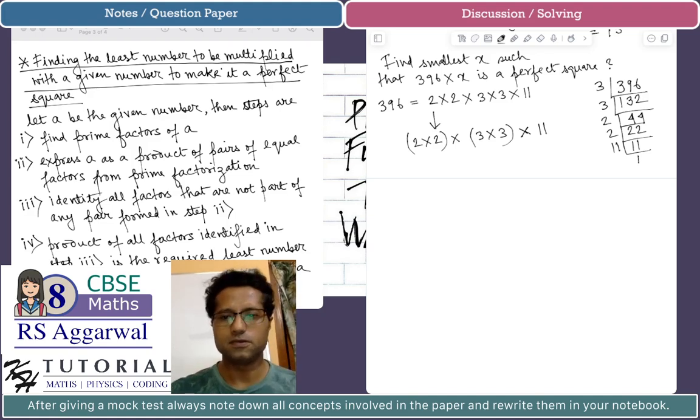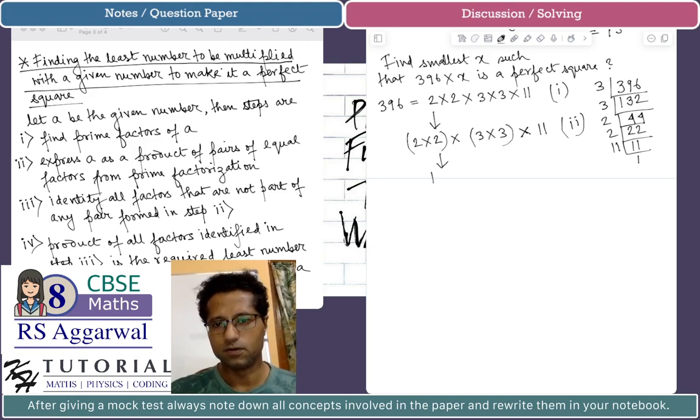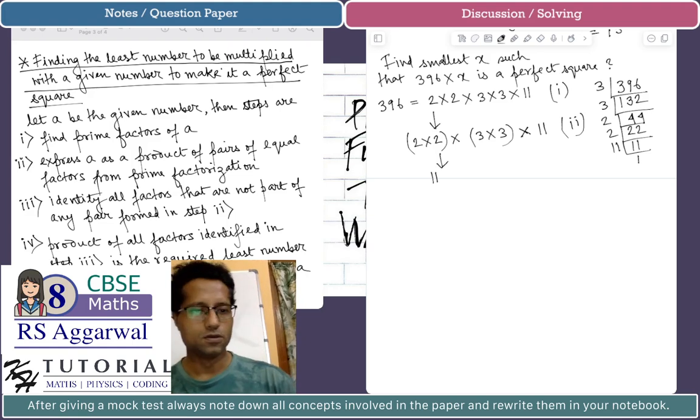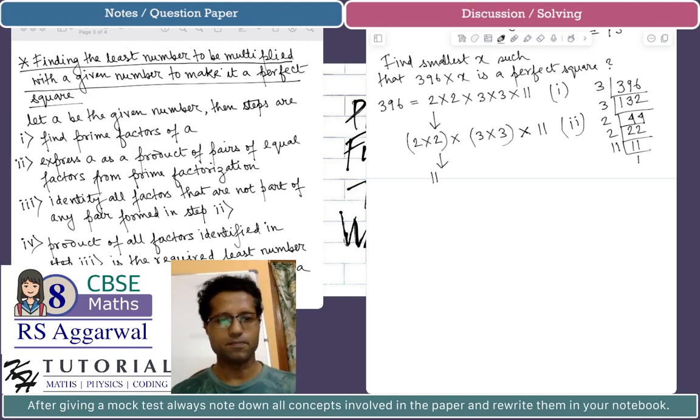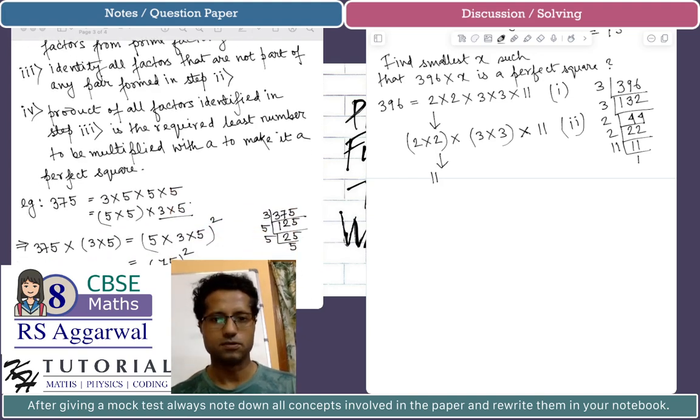So the third step is identify all factors that are not part of any pair formed in step 2. So this was step 1, and this is step 2. In step 2, identify all the prime factors which are not part of any pair. So clearly those prime factors are 11 only. So then in the last step, step 4, I hope you can see my notes properly.